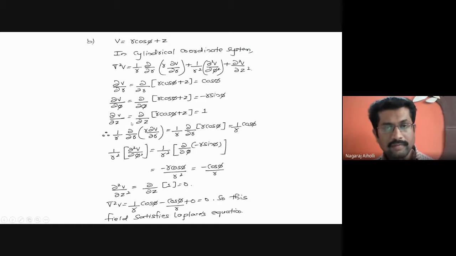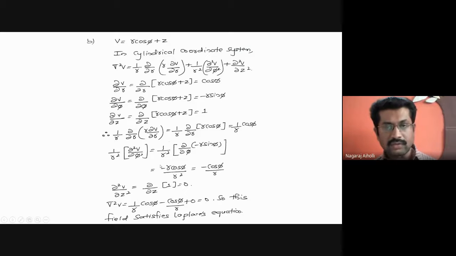We have got dou v by dou z as 1. What is dou square v by dou z square? Dou v by dou z is 1, so how much will be dou square v by dou z square? Second derivative of 1 is 0. It's a constant term. So dou square v by dou z square is equal to dou by dou z of 1. That is 0. Right? Now add all these three, whatever we have got.